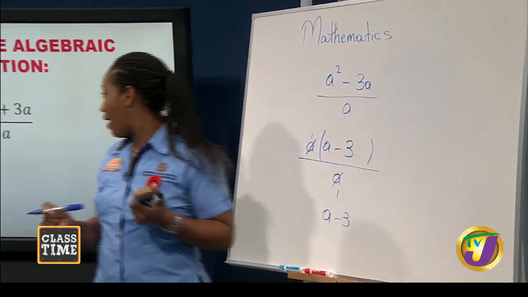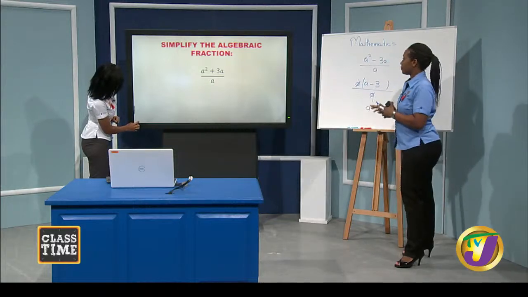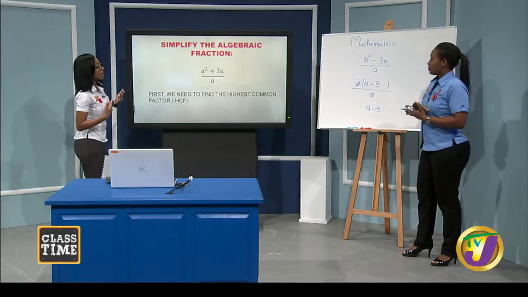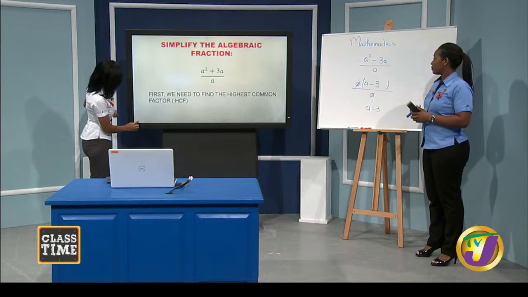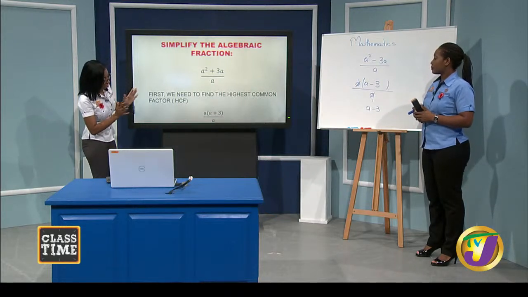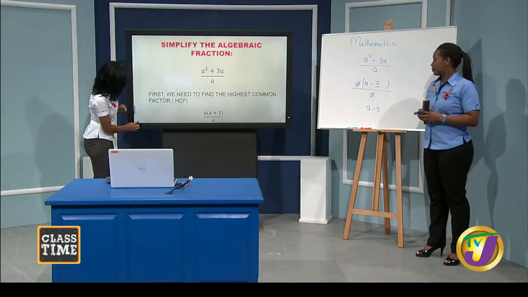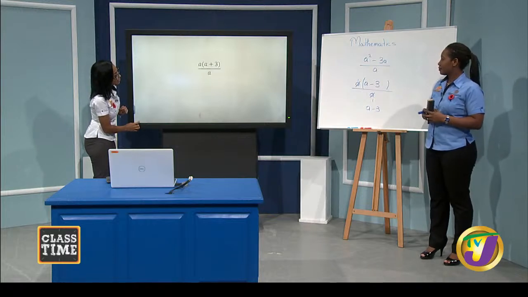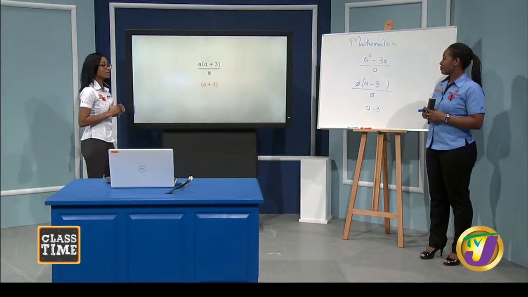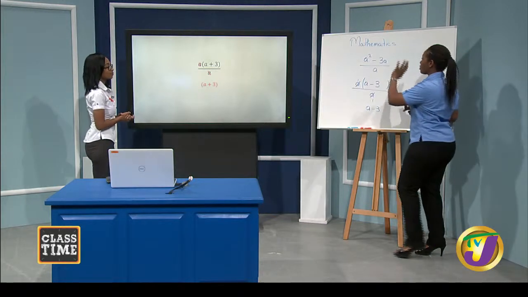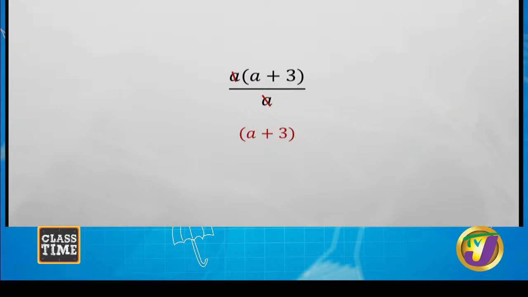So let's see if Tamika is correct. She did start by saying we need to find the highest common factor. So that's 1 point. She has it right. But let's get down to our solution. She did simplify it. And voila, she is indeed correct. Kudos, Tamika.